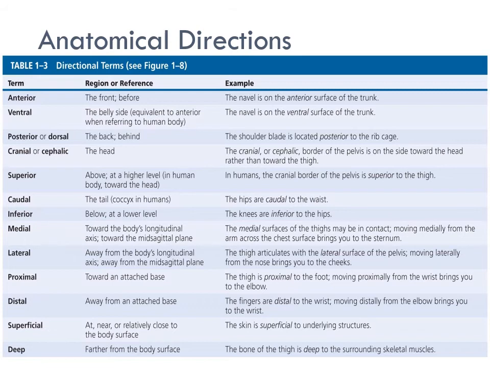Other anatomical terms we have are directional terms. So anterior is the front of the body, posterior is the back of the body. We can also use the terms ventral and dorsal. So anterior and ventral mean the same thing, the front side of the body. Posterior and dorsal mean the same thing, the back side of the body. Cranial or cephalic means toward the head, whereas caudal means toward the tail. We'll see that most of these have an opposite. So anterior and posterior go together. Ventral and dorsal go together. Cranial and caudal go together.